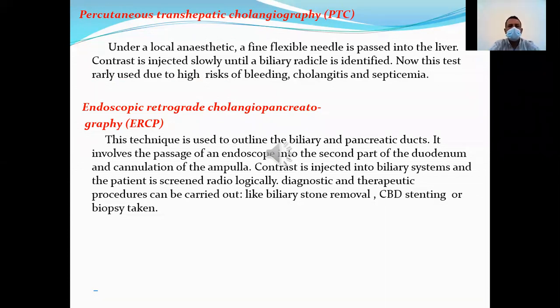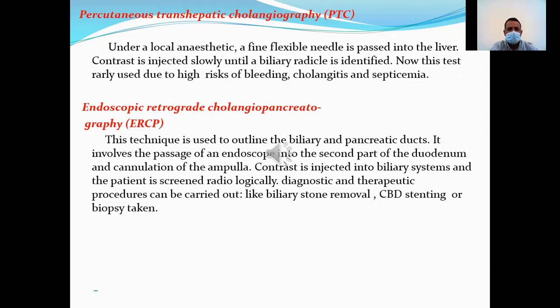Endoscopic retrograde cholangiopancreatography, ERCP. ERCP is different from MRCP. ERCP is also diagnostic and therapeutic; we benefit from it for diagnosis of biliary disease. This technique is used to outline the biliary and pancreatic ducts. It involves passage of the endoscope into the second part of the duodenum and cannulation of the ampulla of Vater, and then contrast is injected into the biliary system, and the patient is screened radiologically.